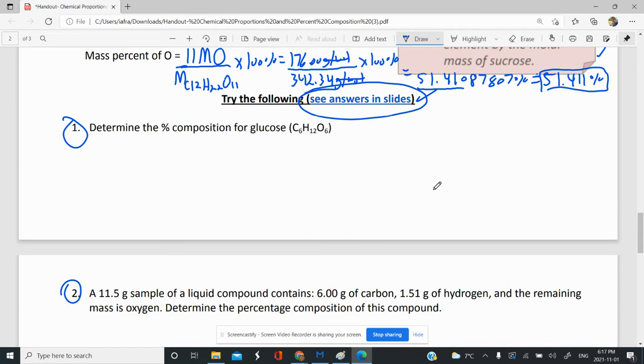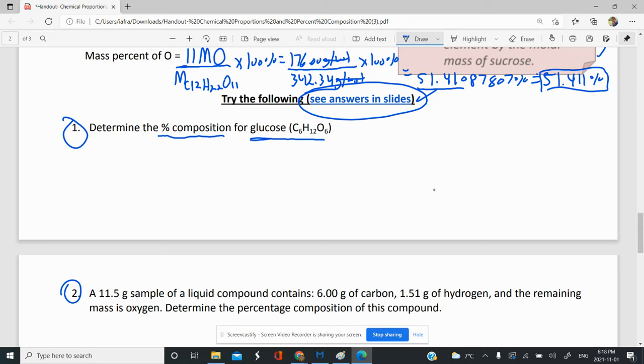In this video, we're going to do the last two questions in your handout for percent composition. Make sure you try them yourself first and then check over your work using this video lesson or simply the answers from the slides. So our question here is determine the percent composition of glucose. And that basically means find the mass percent of all the elements in the compound.